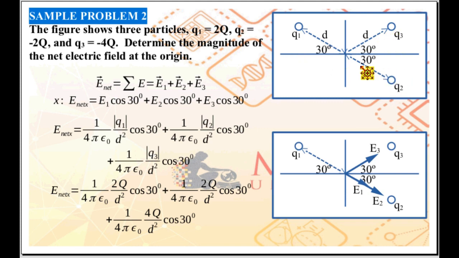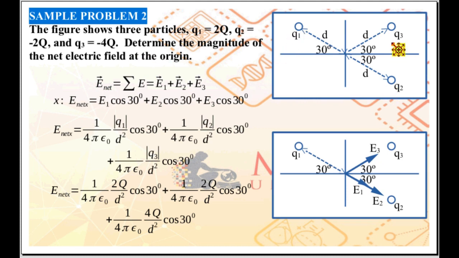Q2 is distance D from the origin, 30 degrees below the positive x line. And Q3 is distance D, 30 degrees above the positive x line. So Q1, Q2, Q3, determine the magnitude of the net electric field at the origin. So we are looking for net electric field. We are looking for E net.